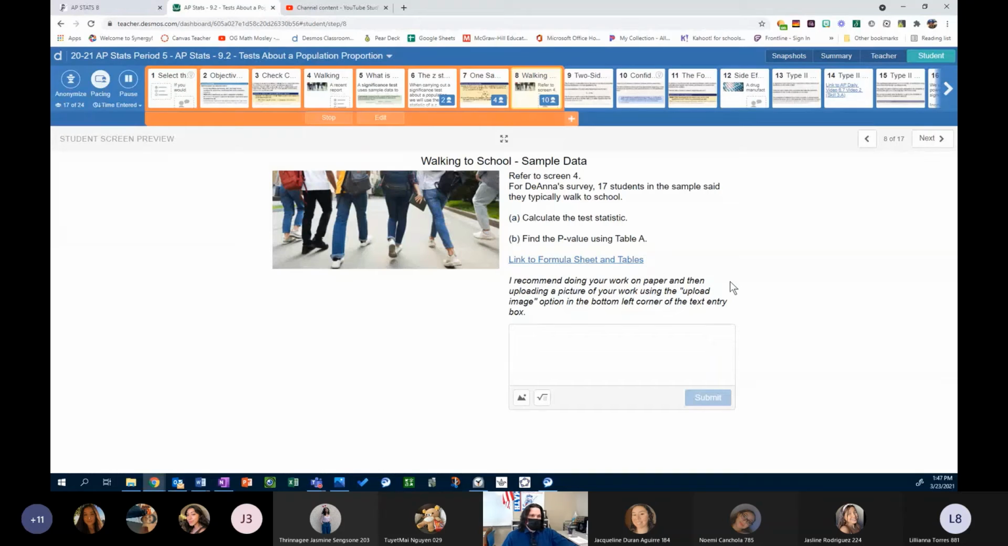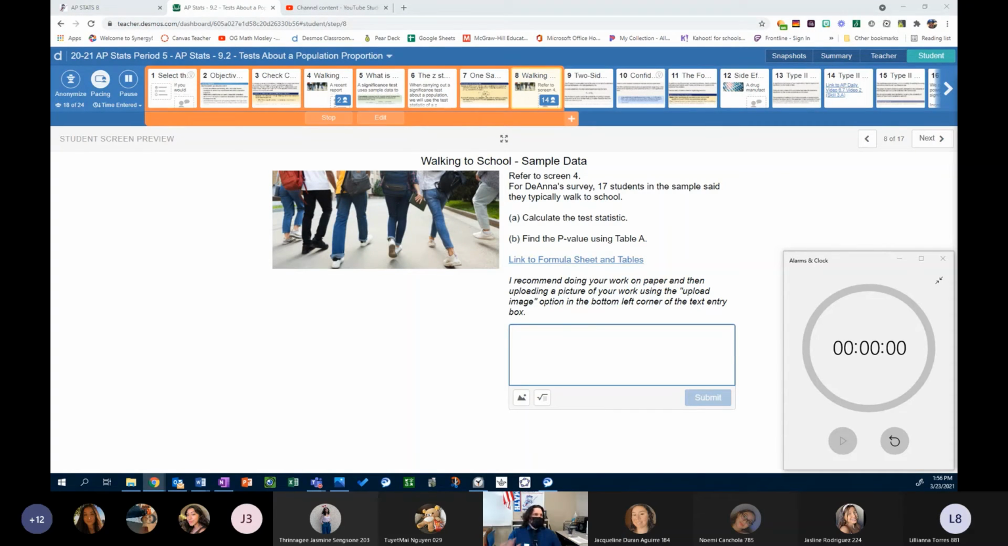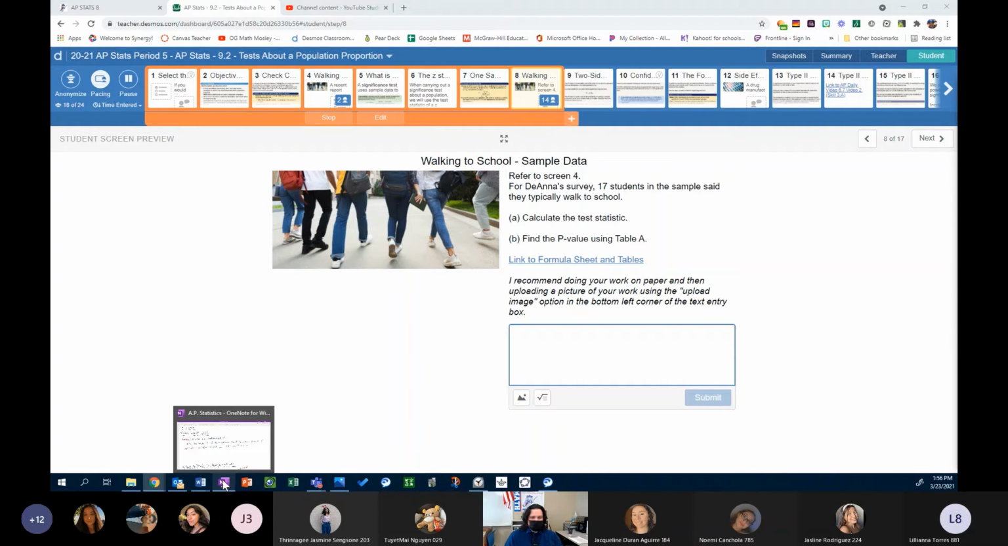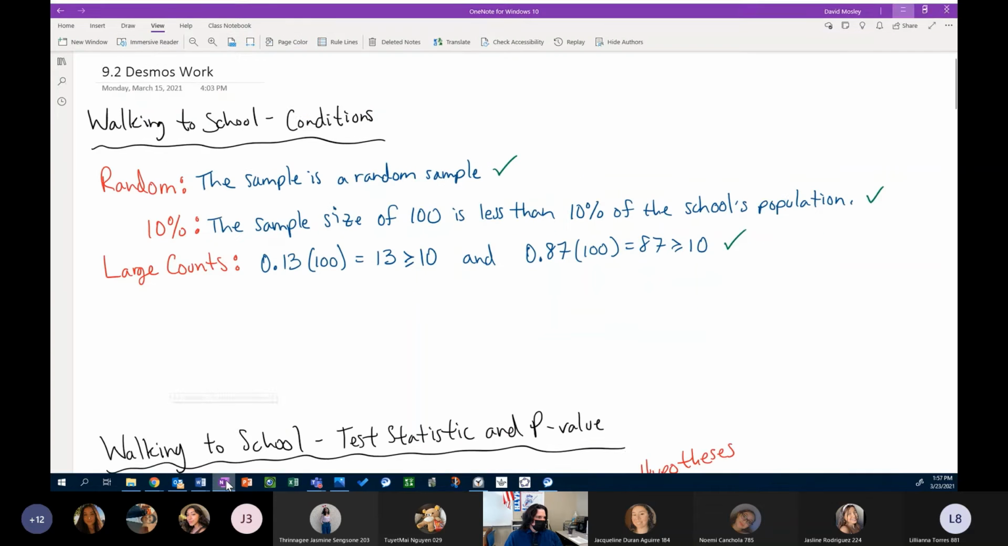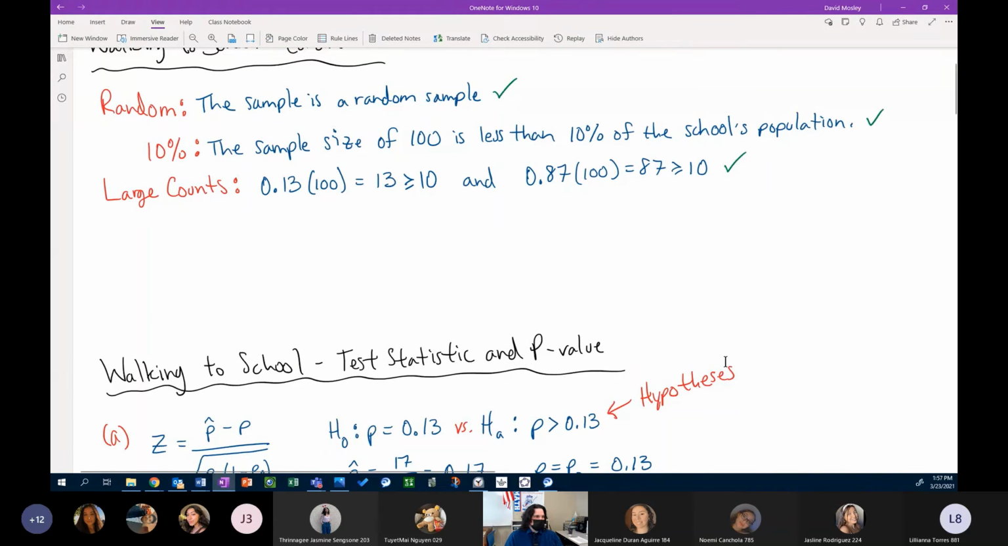A suggestion here, I recommend doing your work on paper and then uploading a picture of your work using the upload image icon option down here. Or you can simply use the text entry box to type in your results. That is up to you. All right. I don't see any hands. So we're going to talk about this, guys. I know that this was probably a little tough, and that's okay. This is just our first time trying this stuff. So let's look at what it is. I'm going to show the work here. Please, I encourage you guys to follow along with what's going on in the shared screen.